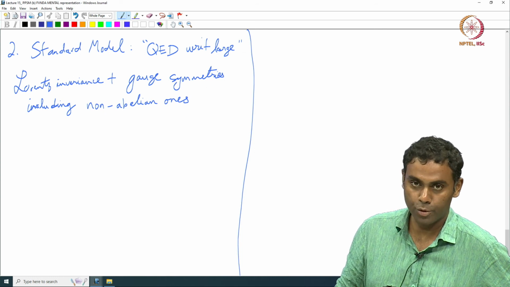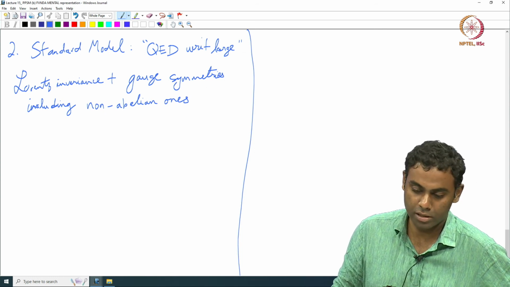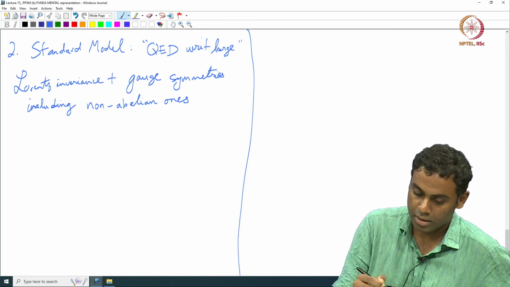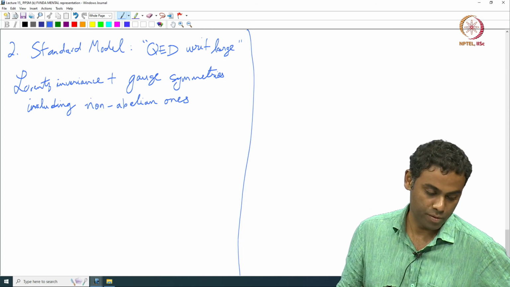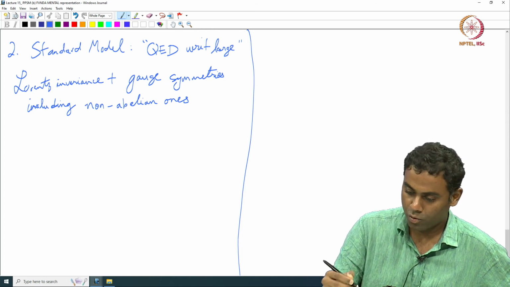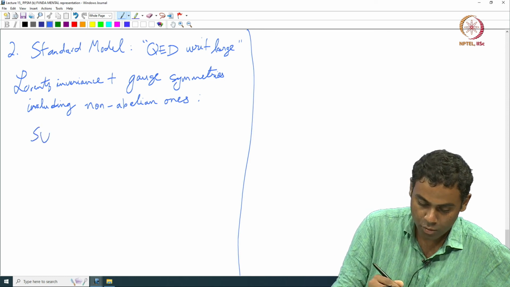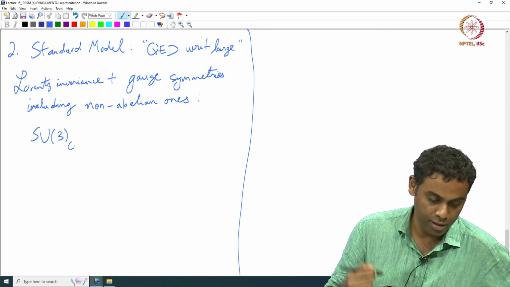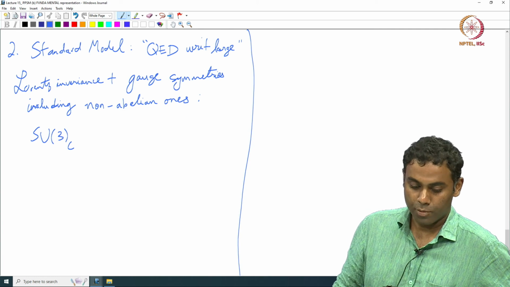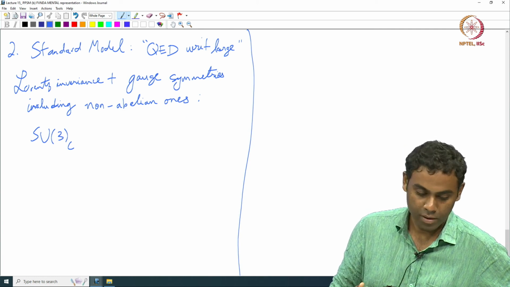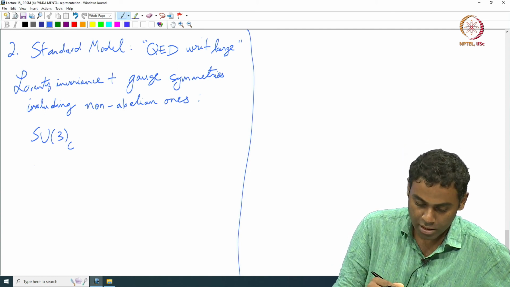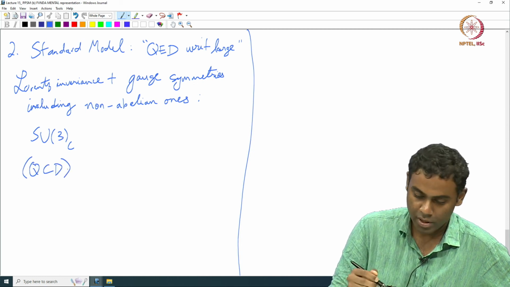The elements need not commute with each other. You do not have to have it as part of the definition of a group, correct. So, what are the non-abelian ones in the standard model? We will have an SU3, and I am going to label it with C for color because that is what describes quantum chromodynamics, okay.